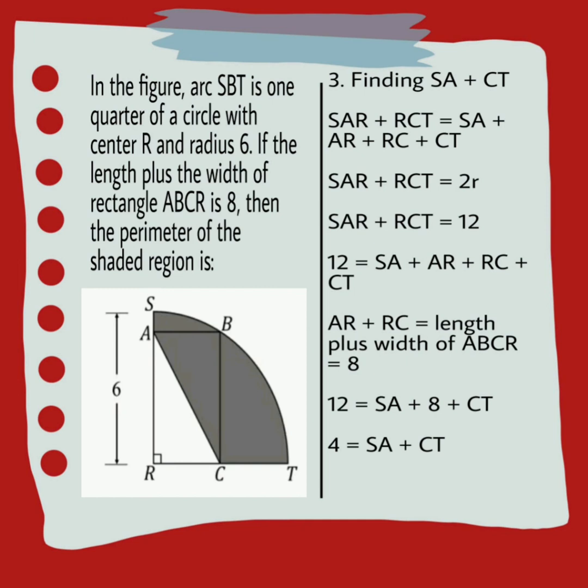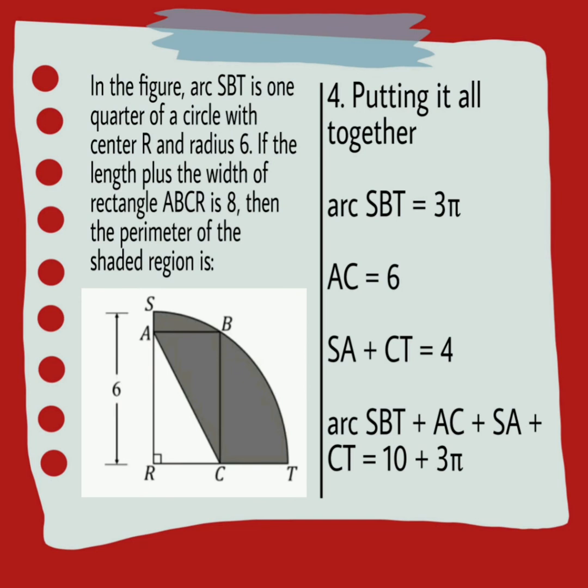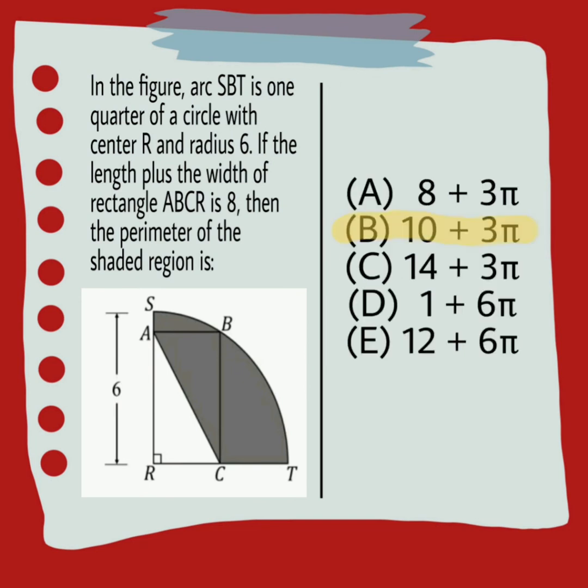12 for SAR and RCT. That's the total for those two, because it's 2 radii. And then AR plus RC is 8. So the difference is 12 minus 8, or 4. So SA plus CT, the remaining length there, is 4. Now we have SA plus CT equals 4. AC equals 6, so we add those together to get 10. And then SBT is 3 pi. So the answer is 10 plus 3 pi, which is B.